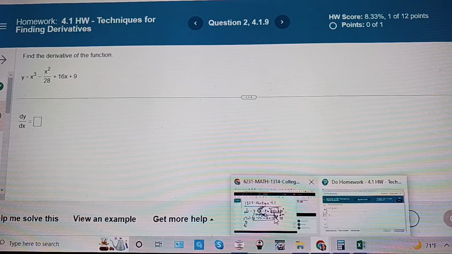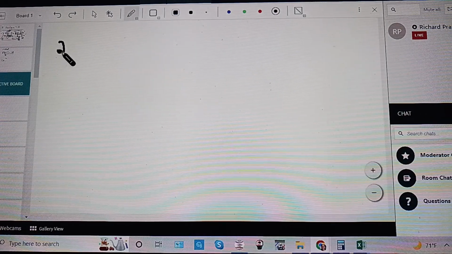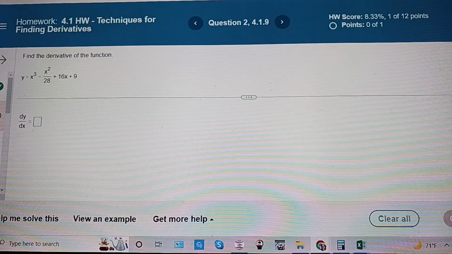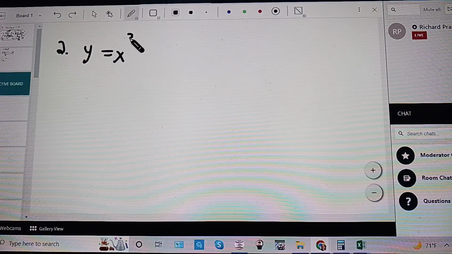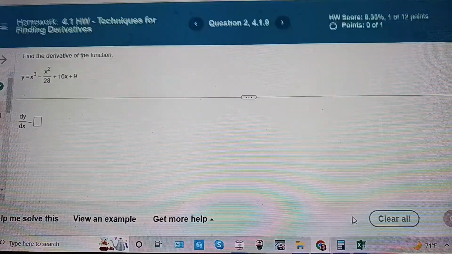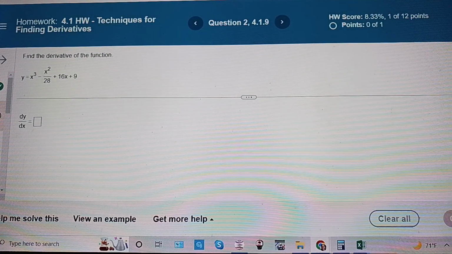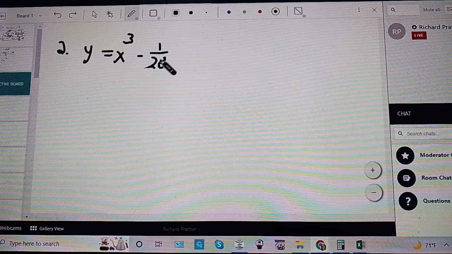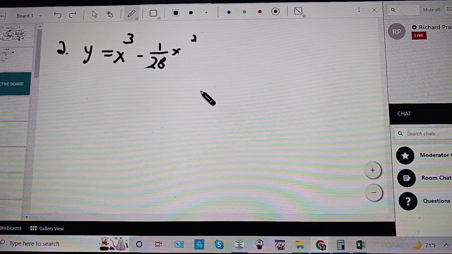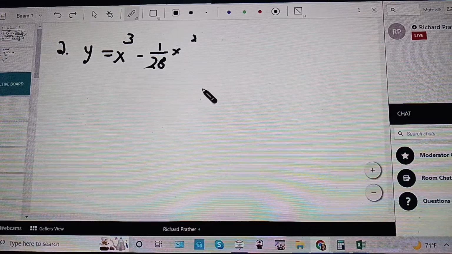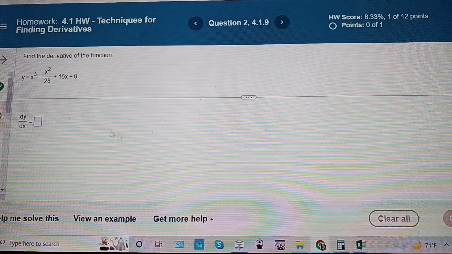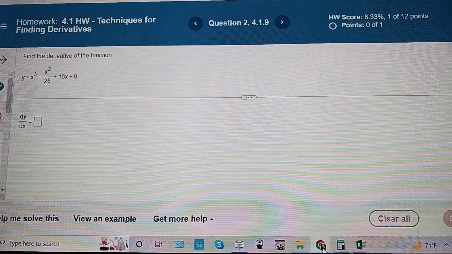Okay, similar deal. So now you're going to get some other variations coming up. Number 2, y equals x cubed minus x squared over 28, or you could rewrite that, I would rewrite that as 1/28 x squared. X over something is the same thing as 1 over the number times x. X over 3 is the same thing as 1/3 x. So that's why it's better to write it that way, because then you'll see better where the constant is and what the exponent is. Plus 16x plus 9.